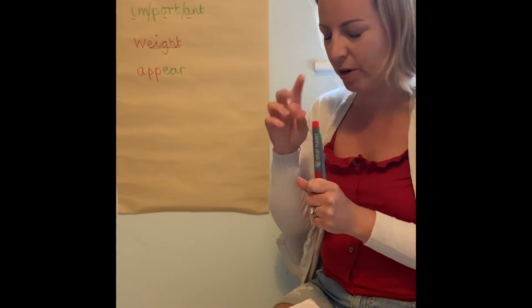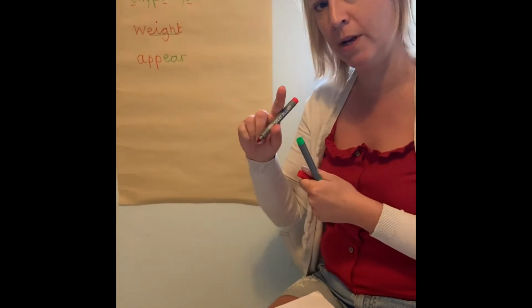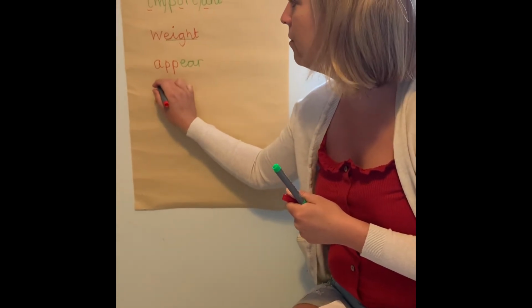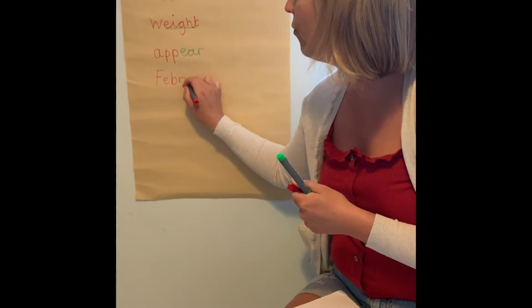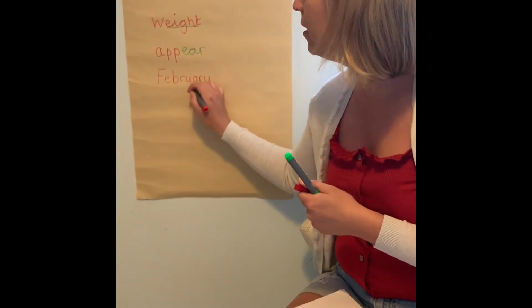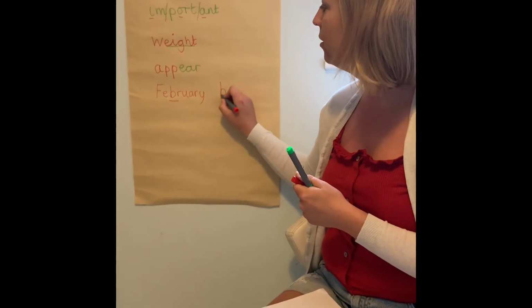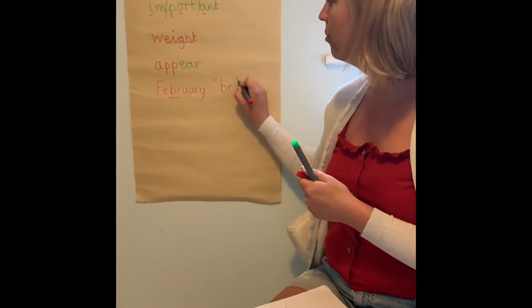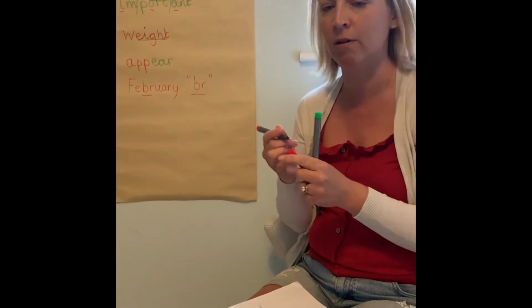Okay, my final word, I've only chosen 4 for today, is February. That's a proper noun, so it begins with a capital letter. The tricky part in February is this bit here. In February, it's usually quite cold. You could say it's cold in February. So it's a way of remembering that tricky part.